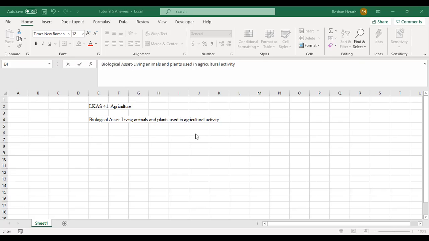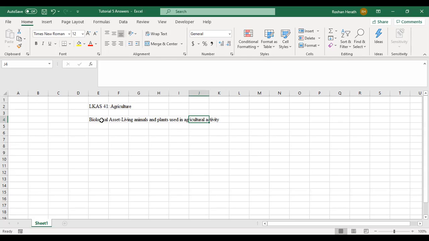So therefore, the most important aspect when it comes to biological assets is that it's about living animals and plants, but they must be used predominantly for an agricultural activity. That is the key thing: they must be occupied for agricultural activity. Then only they qualify. So that is the very first point that I want to make.